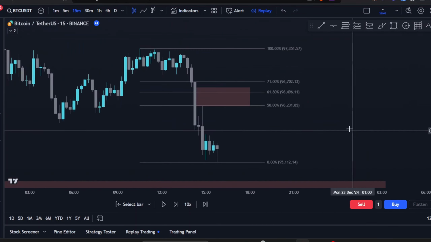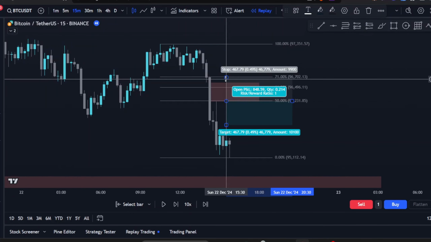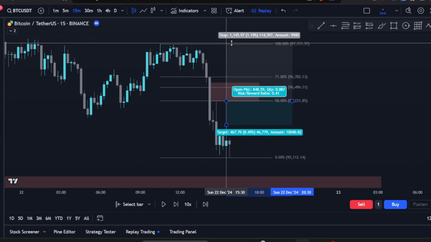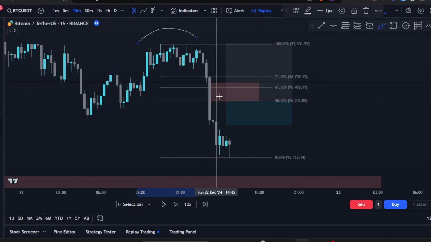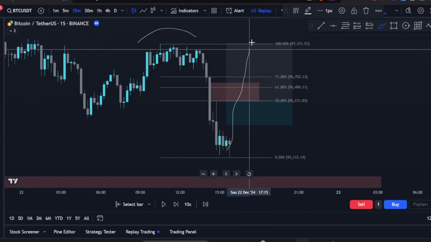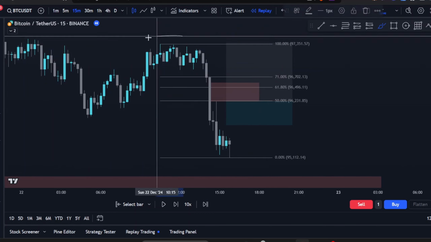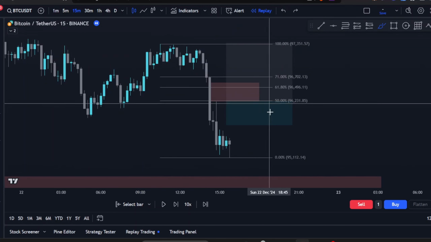So once we've done all of that hard work, what we're going to do is we're going to take our entry at the open of this fair value gap. We're going to put our stop loss just above this swing high right here. So this is our lower high. And if price breaks above this, then it completely invalidates the entire trend switch into bullish, which means that this trade is no longer valid. So we're going to put our stop loss just above this swing high right here.